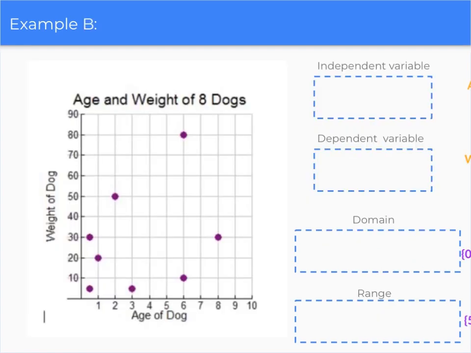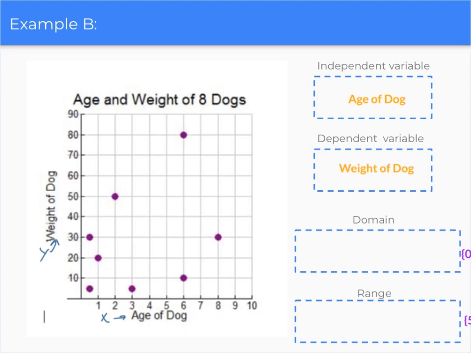Here we are at example B, and in example B they want us to take a look at a graph and find the independent variable, dependent variable, domain, and range. So let's start with the two variables by taking a look at the graphs along their axis. So I can see here that the age of the dog is along my x-axis, so that's going to make it my independent variable, so independent variable, age of the dog. Looking along my y-axis, I can see that weight of my dog is going to be my dependent variable, so weight of the dog, dependent variable. Now in order to find the domain and range, it's a little trickier.